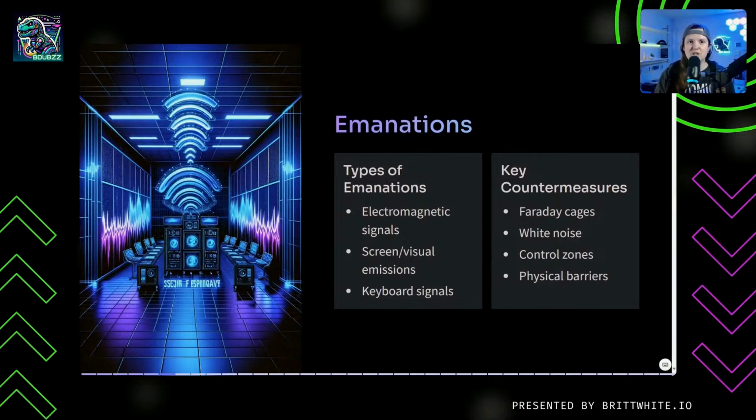To stop it, shield your gear. Think Faraday cages for high stakes setups, or just walls with no windows. Add white noise to scramble the signals, and set up control zones to keep snoopers away. If your device is leaking secrets, block those signals.